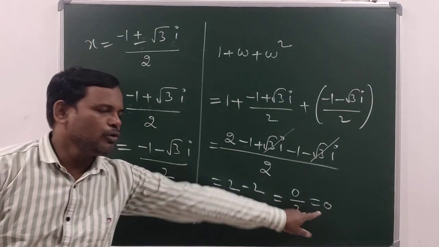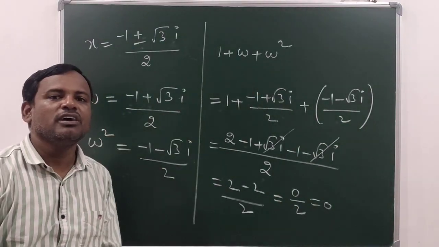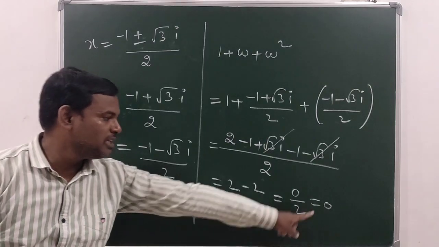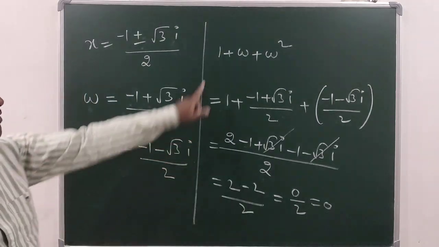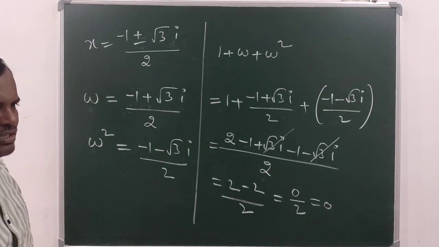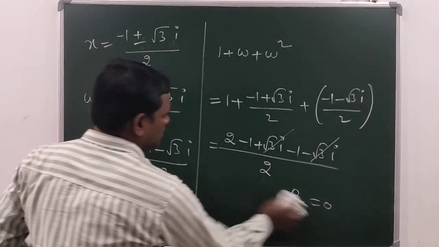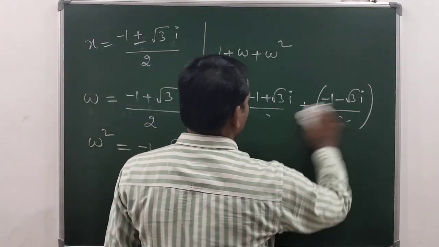So finally, what are you getting here? The sum of the cube roots of unity is equal to 0. 1 plus omega plus omega square is equal to how much? 0. Okay? Right. Now let us go to the product of cube roots of unity.